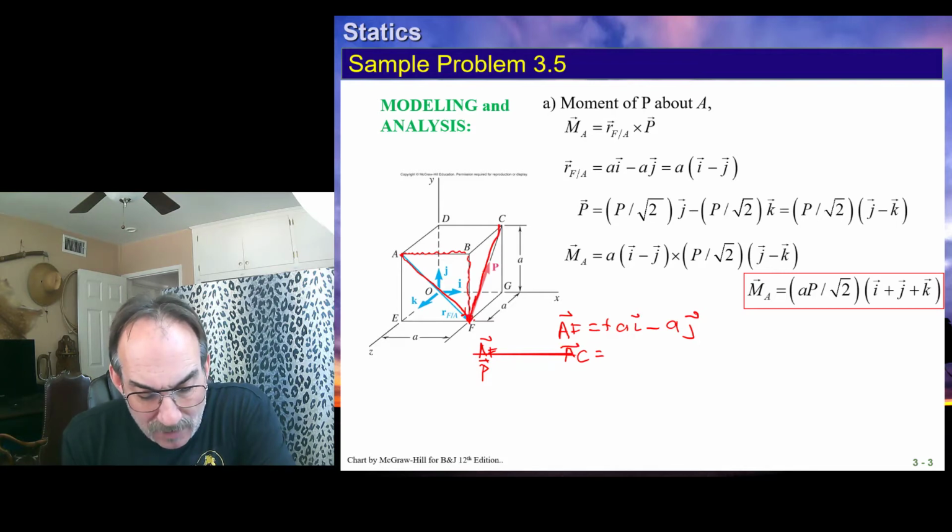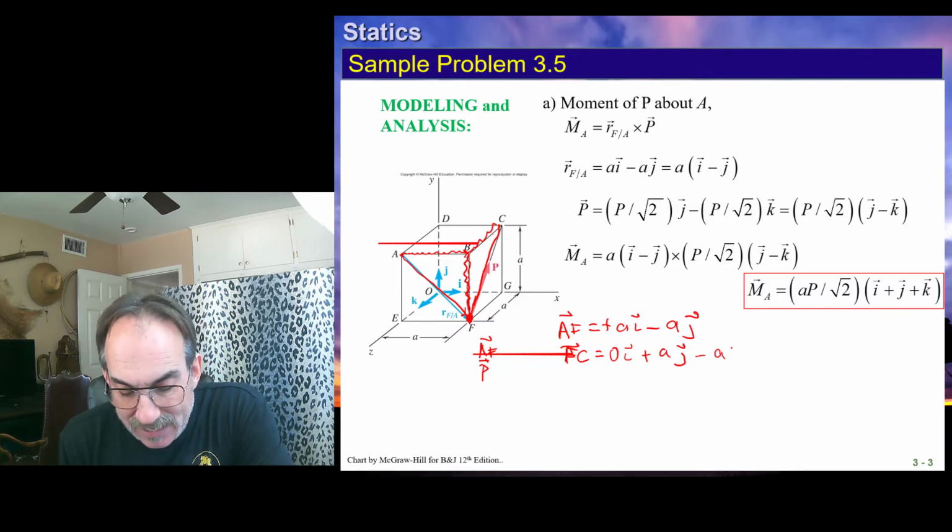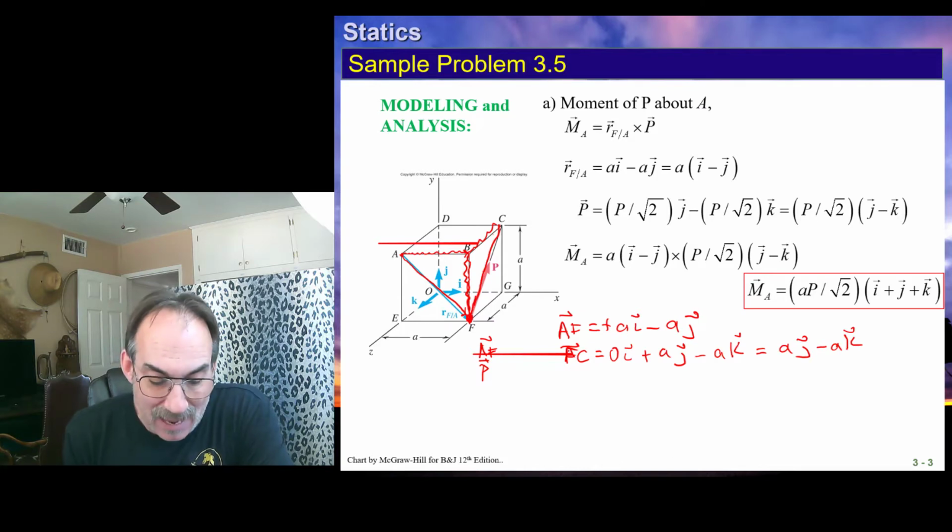Well, if we work from, not AC, FC. If we start at F and we move towards C, we're going to have to go in 0 in the i direction. We're going to move plus a in the y direction, or the j direction, and then minus a in the k direction, which means the vector FC is aj minus ak. Okay? Now that is FC.